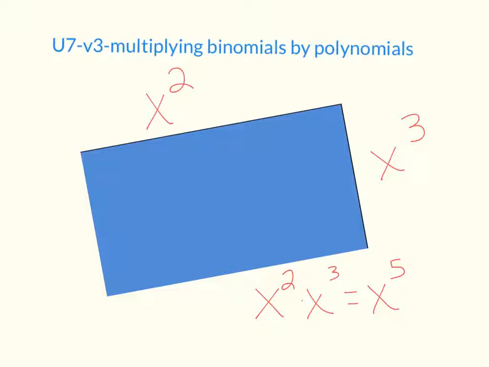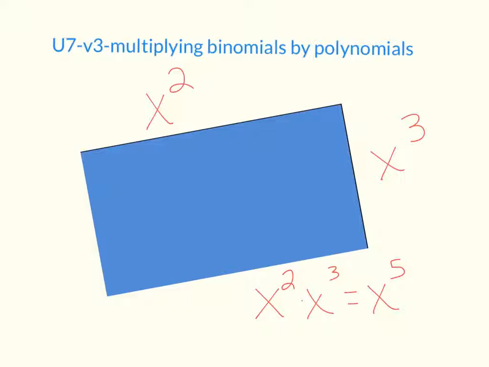This is our final video for Unit 7 on multiplying binomials by polynomials. Now, we're going to do some area problems here. Just remember, the area of a rectangle is found by taking the length times the width. So as we see, we have x squared times x cubed.